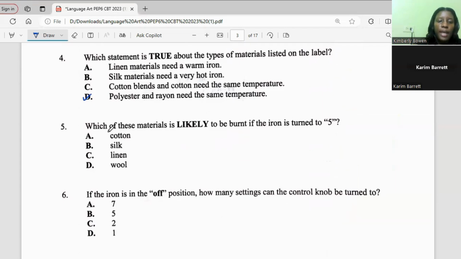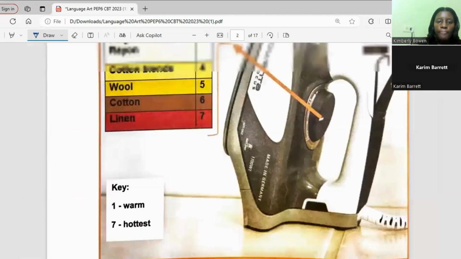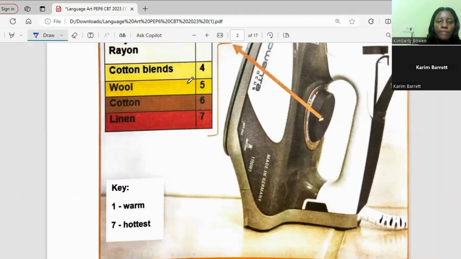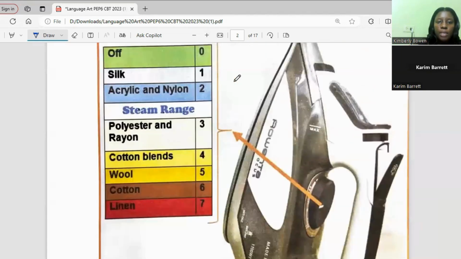Let's move on to number 5. Which of these materials is likely to be burnt if the iron is on 5? Is it cotton, silk, linen, or wool? So wool is correct to be on 5, so that's not the one. Let's look at silk. Where is silk? Silk is literally below the image. Let's look at the other answer.